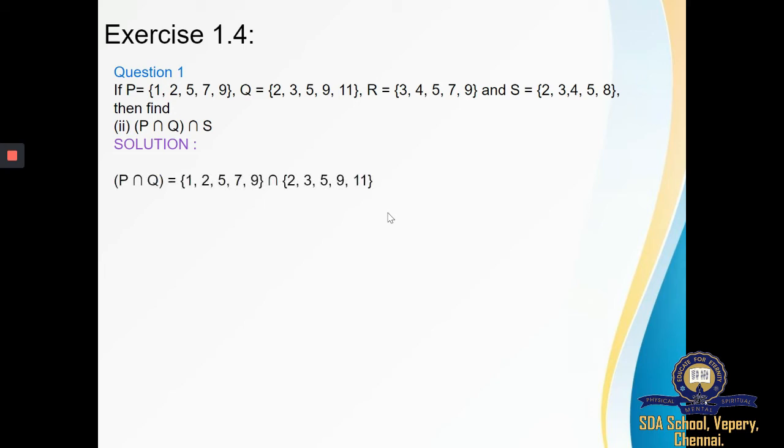Okay, so let me write my P and Q. Yes, I have written. Now, if you see carefully, what are the elements which are common between them? 2, 5 and 9, right? These are the only elements which are common between P and Q. Now I have to find the intersection of this with S. So I have written down my P intersection Q, which I just found, and then I have also written down my set S. Yes. So again, what do I get? The elements which are common between these both are 2 and 5 alone. Right, students?